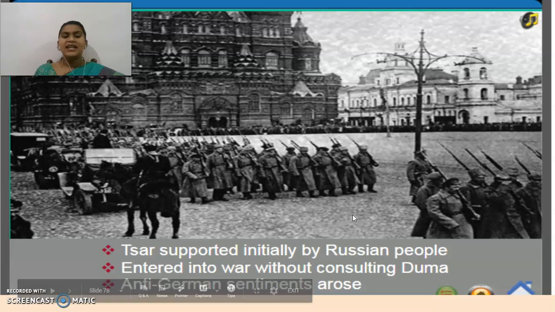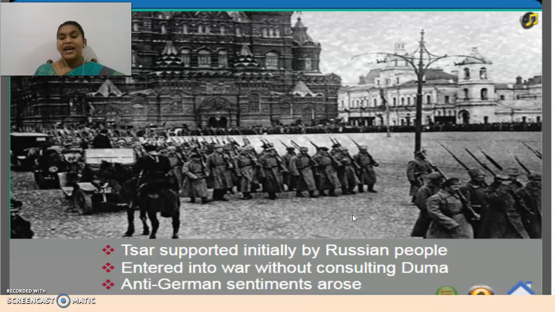And the next thing, the Tsar was supported initially by the Russian people. The Russian people started to support Tsar Nicholas II in the beginning, because he started with the Duma. Even though he suspended it and then the Duma was formed again, it was mostly with conservative people. What do you mean by Duma, children? The elected parliament they started, right? That is what they called the Duma. The Duma was first suspended and again he reformed it, with mostly conservative people.